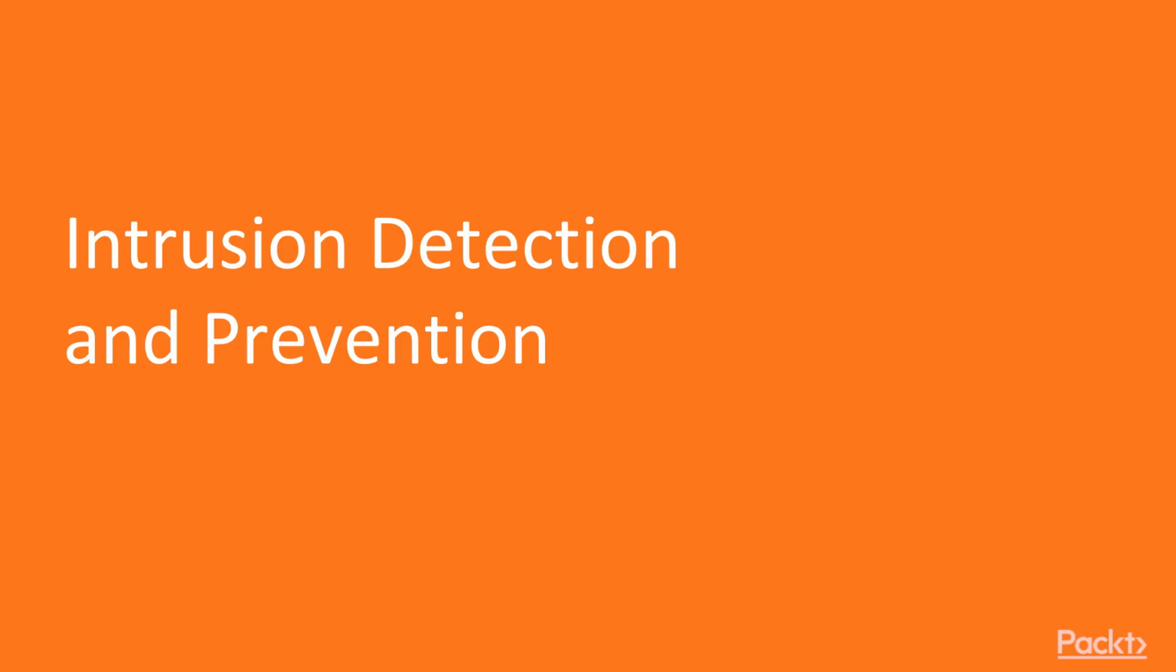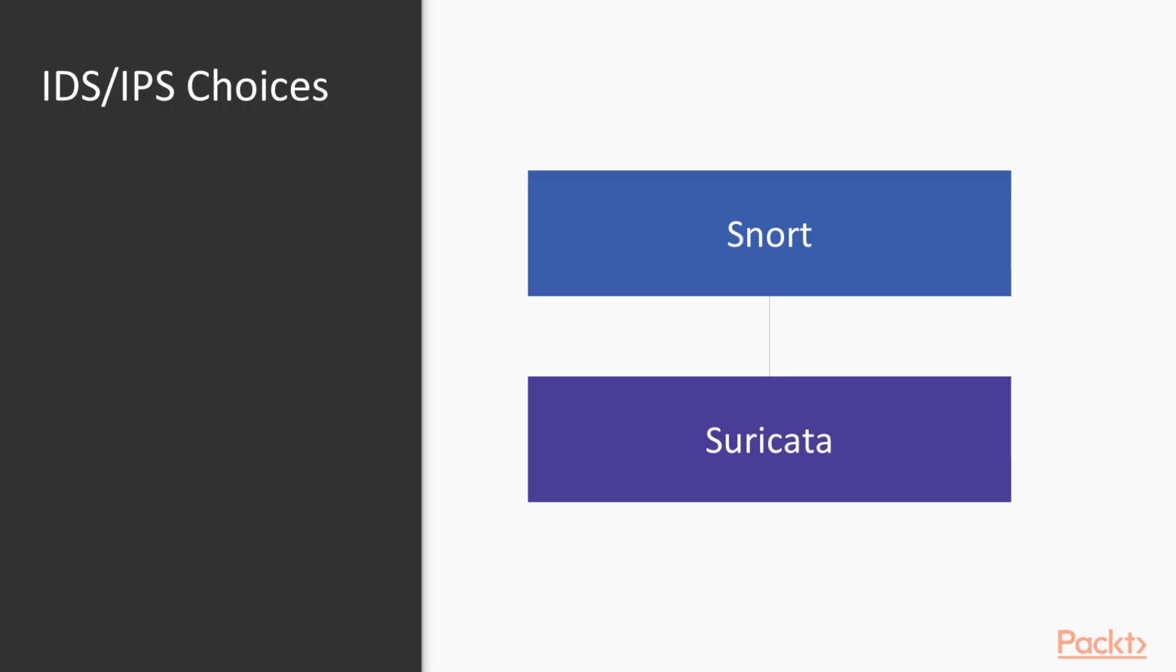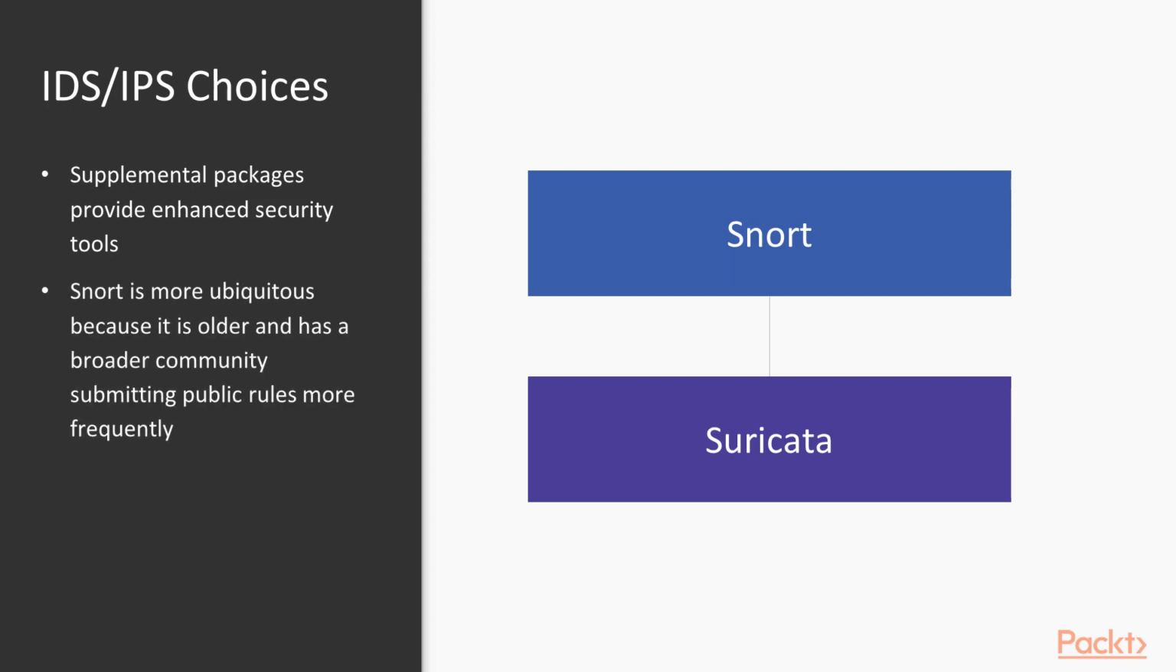In this video, we will focus on intrusion detection and prevention. There are two primary choices for intrusion detection and prevention easily installable in pfSense. You can find these in the supplemental packages, where there are a variety of other enhanced security tools as well. The two packages most widely used are Snort and Suricata.